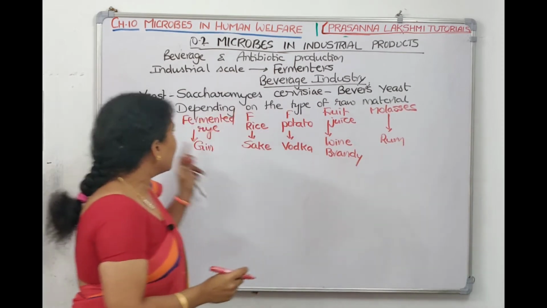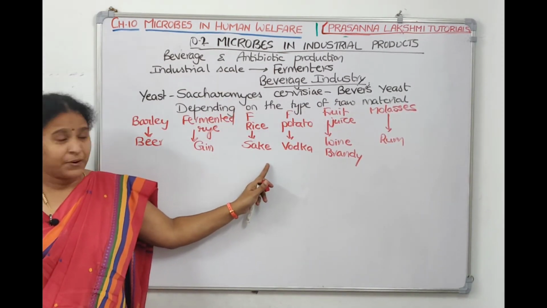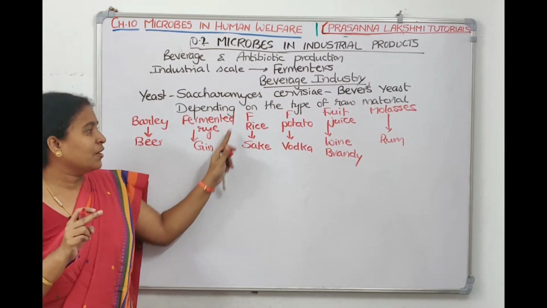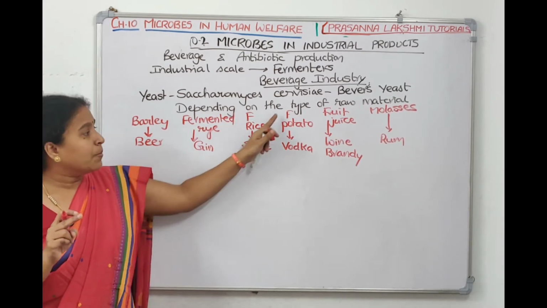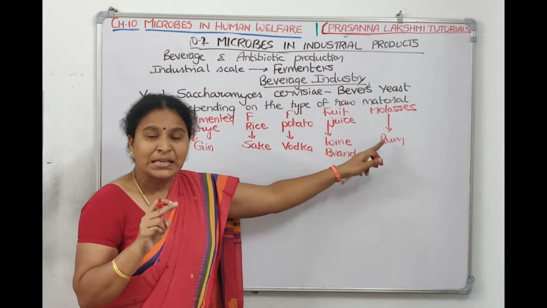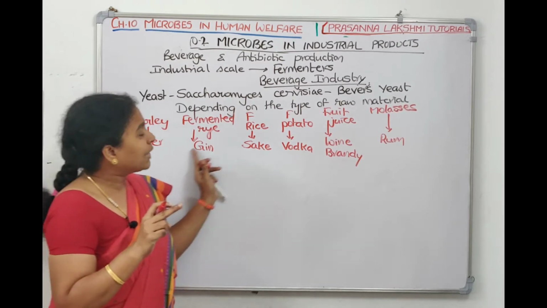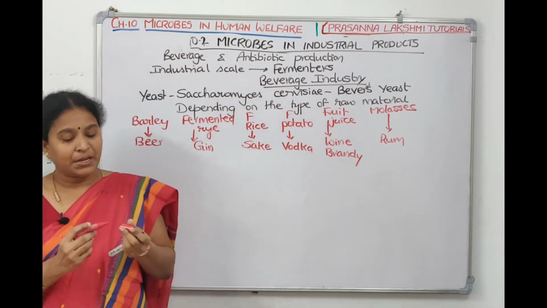Now see, depending upon the raw material, the name of the alcoholic beverage is also differing. If it is rye, it is gin. If it is fermented rice, sake. Fermented potato, vodka. Fruit juice, then wine or brandy. Molasses, then rum. If it is barley, then beer. So depending upon the type of raw material, the alcoholic beverage will change.